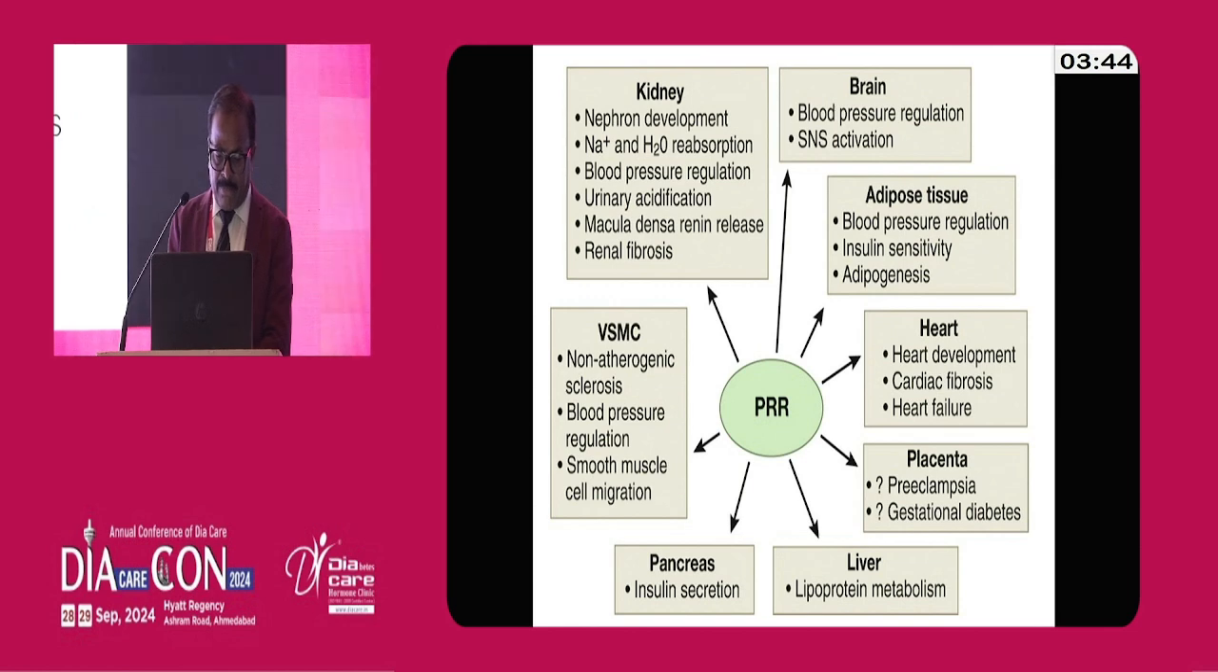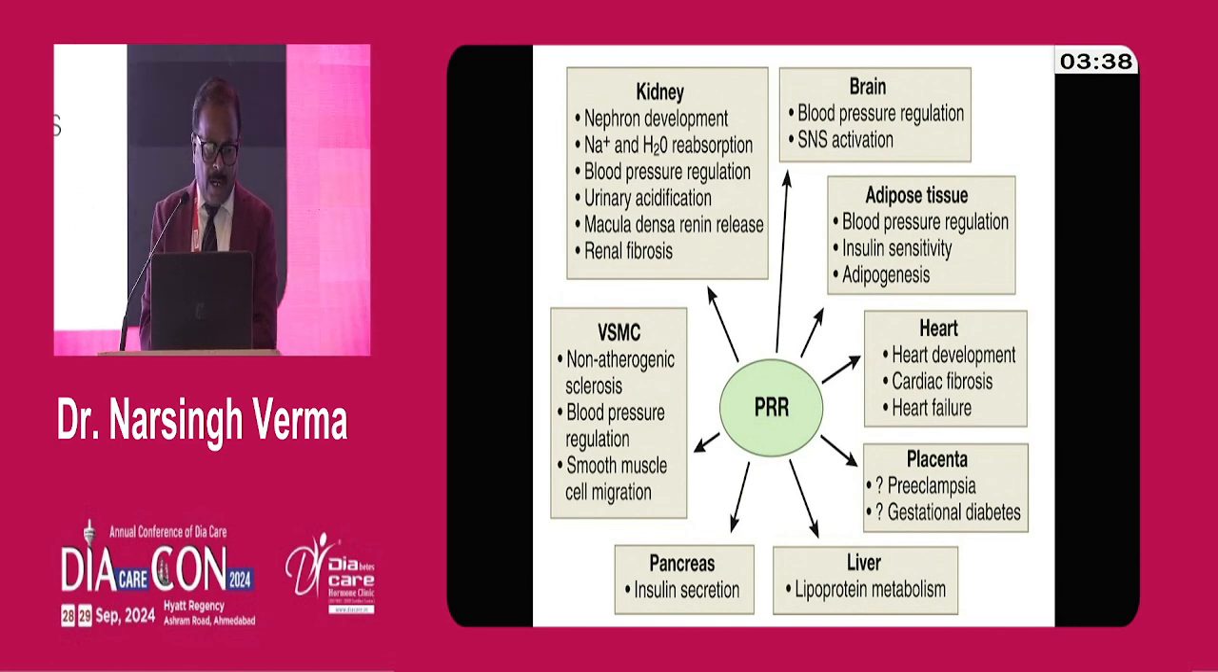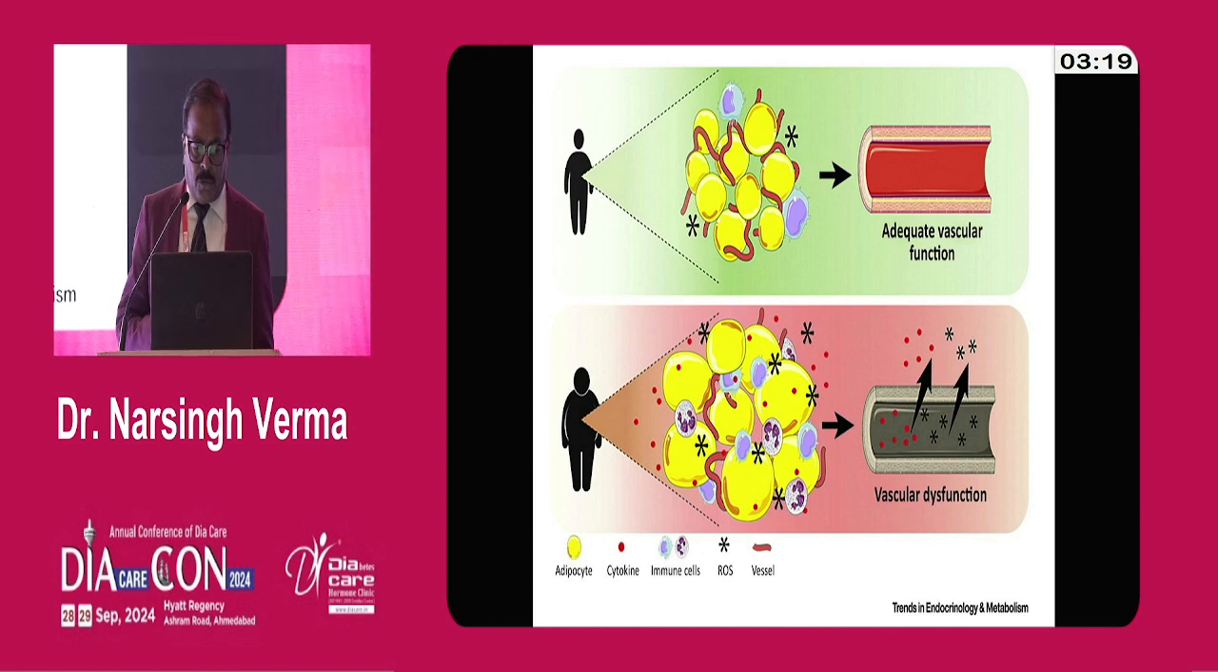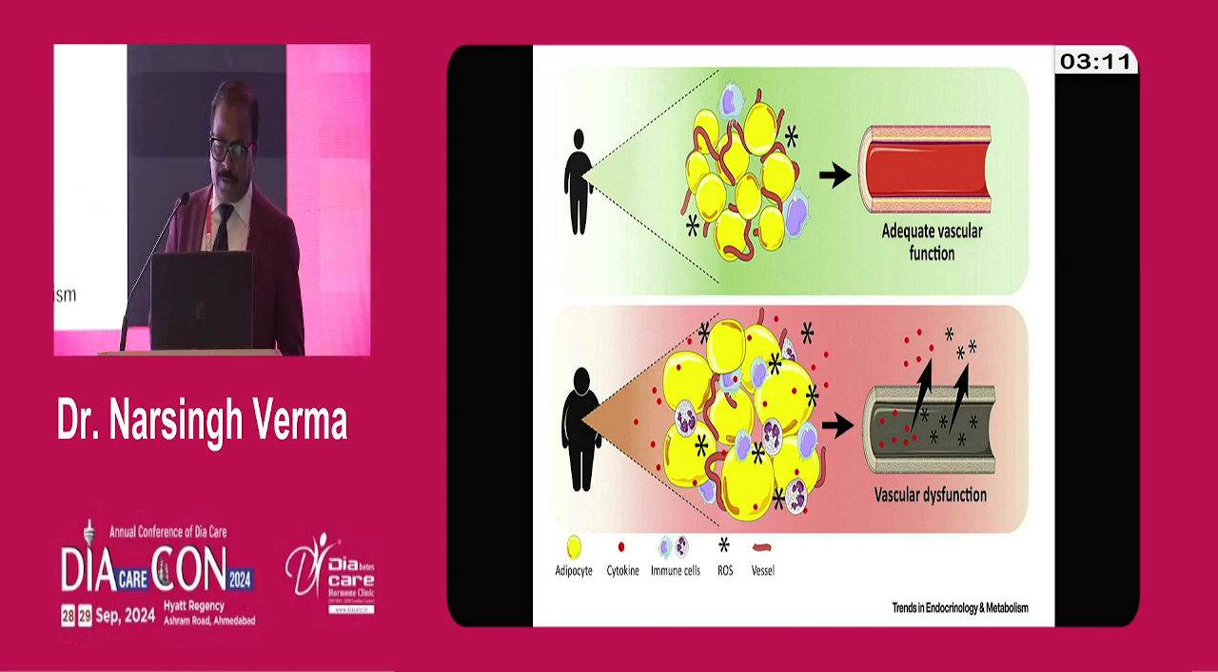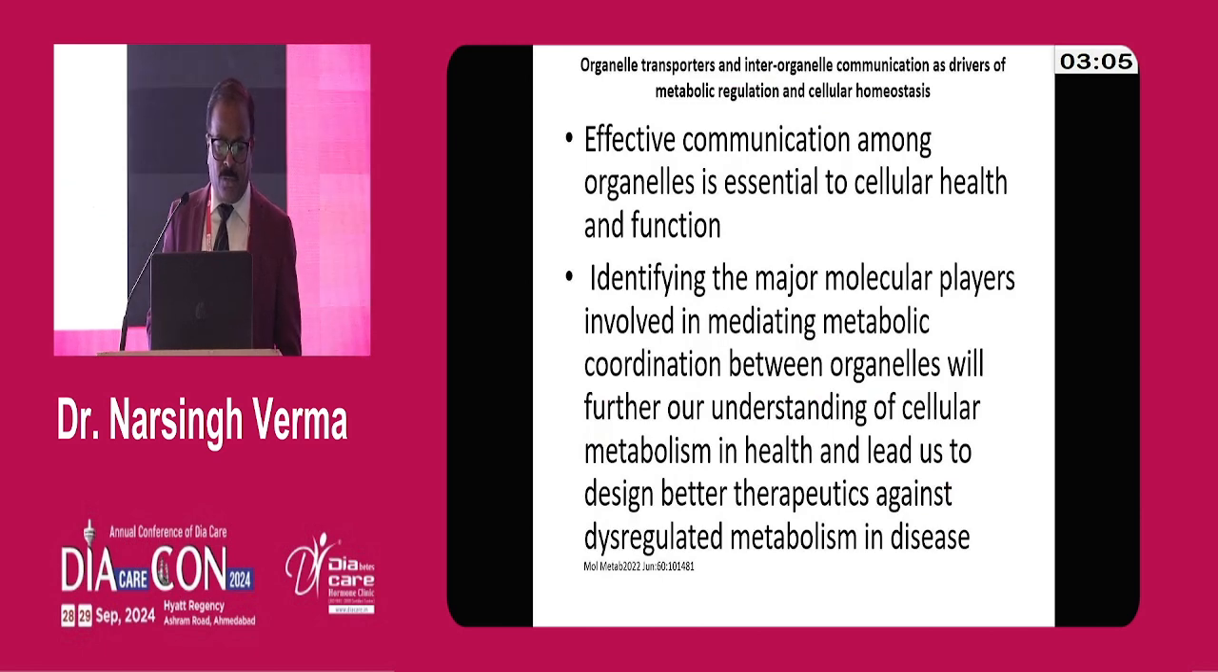Not only that, they have an impact on lipoprotein metabolism in the liver, pancreas, and also on non-atherogenic sclerosis and blood pressure regulation. So again, you see in all these mechanisms they have an impact on various metabolic diseases. So they are a very important tool, and certainly we will get certain molecules which can act on the PRR. We know that adequate vascular function is important, and all the pathophysiological changes which occur at that level will create vascular dysfunction, and that can lead to various diseases.